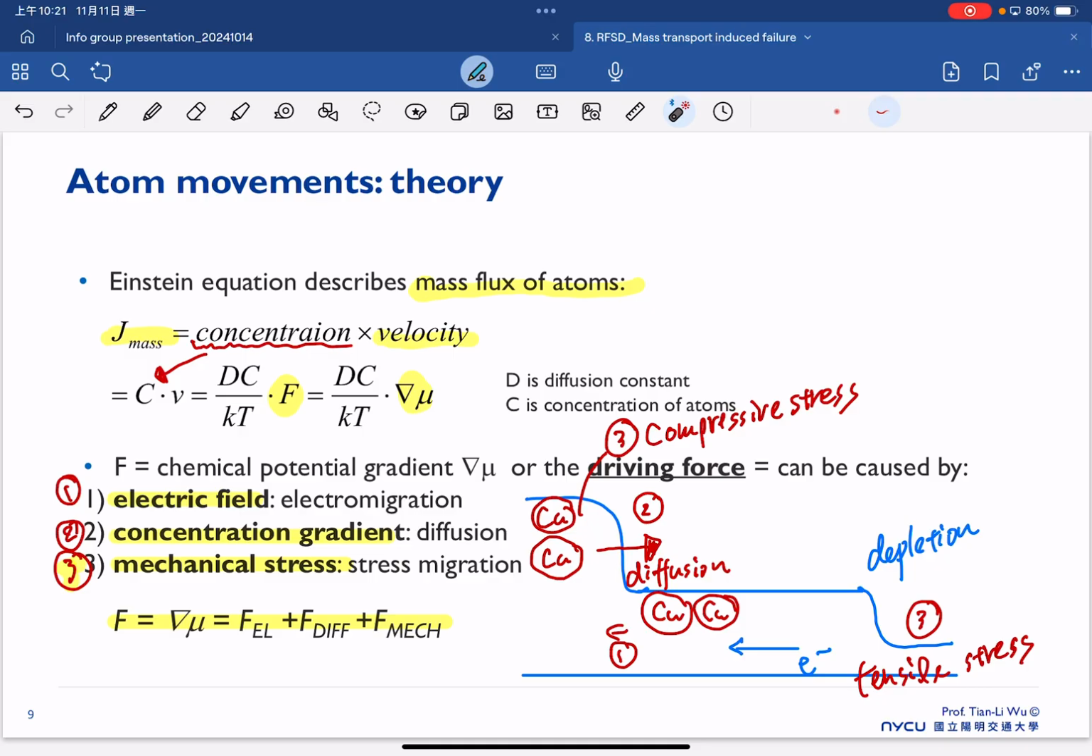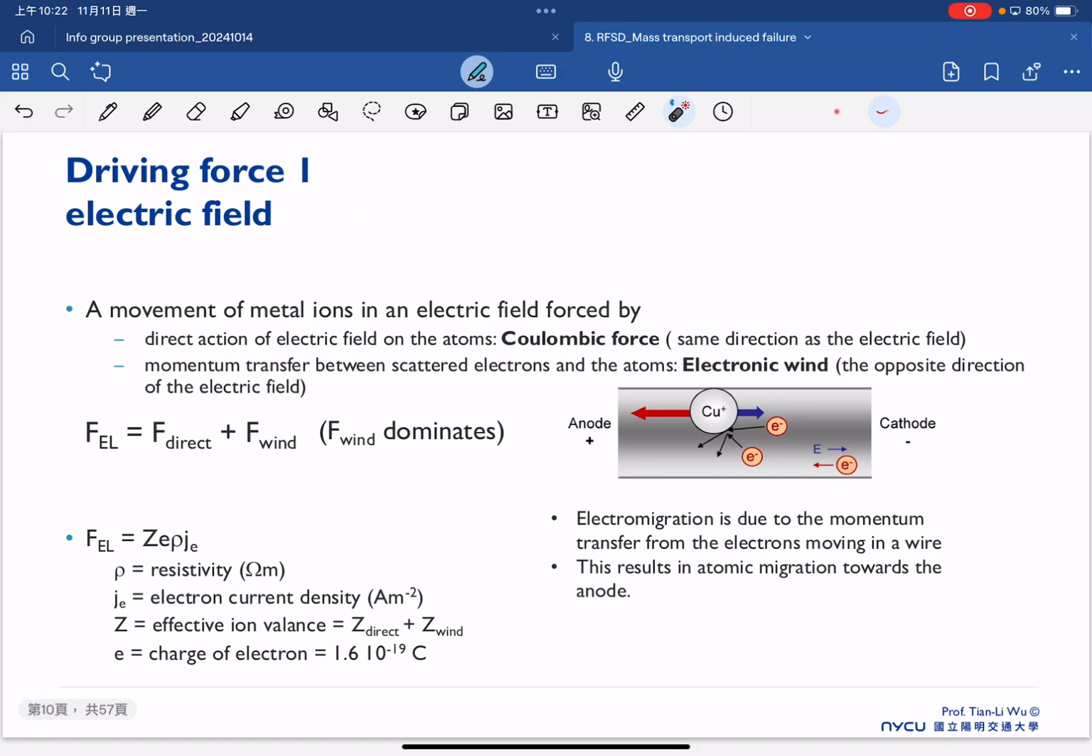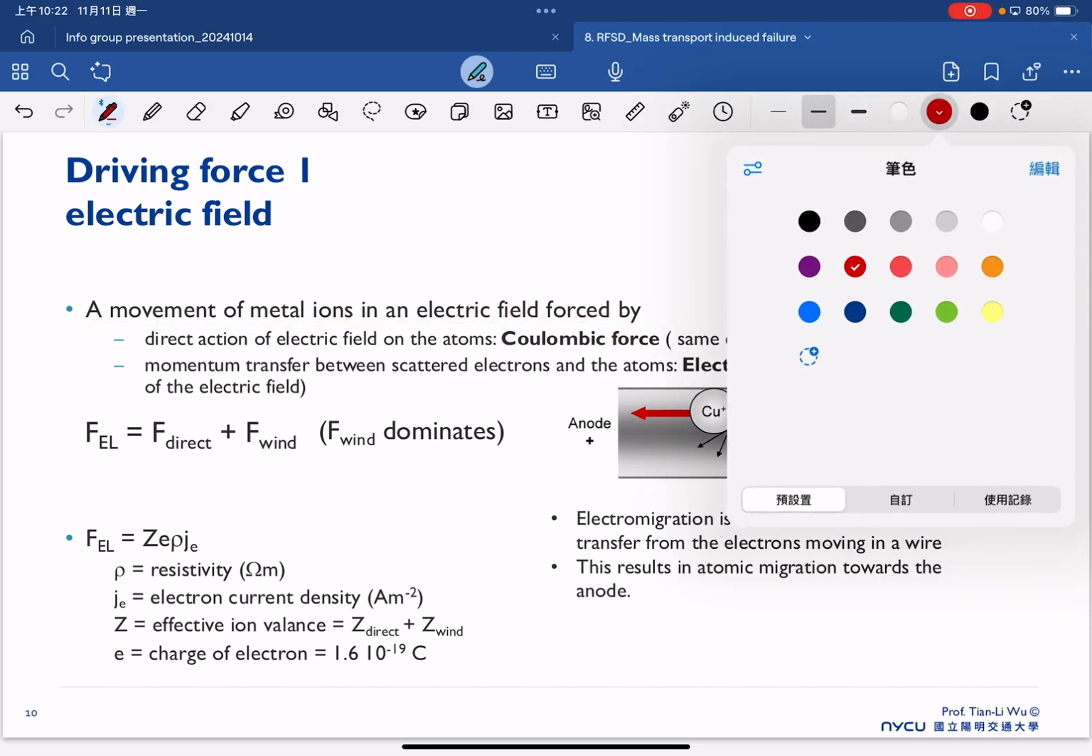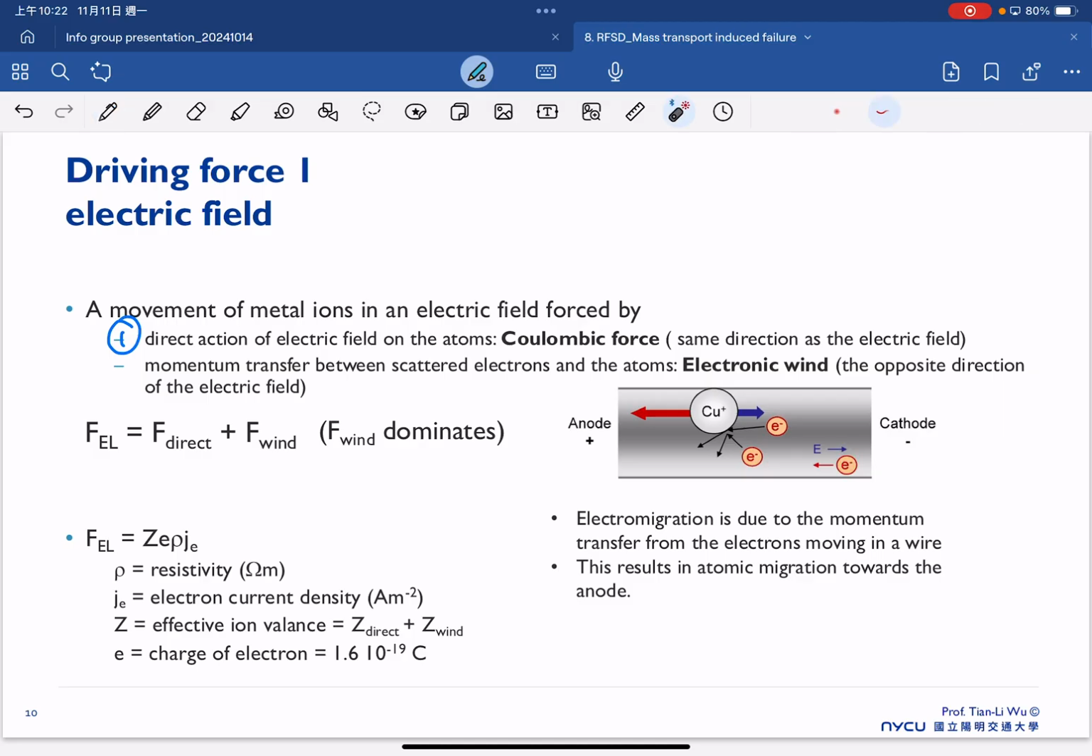So now we will talk about them one by one in detail. The first driving force is the electric field. The movement of the metal ions in the electric field is forced by the first one, the direct action of the electric field on the atoms. So that will induce the Coulomb force, which is in the same direction as the electric field. That's a very typical Coulomb force: you apply the electric field and then the charge moves in the same direction as the applied electric field.